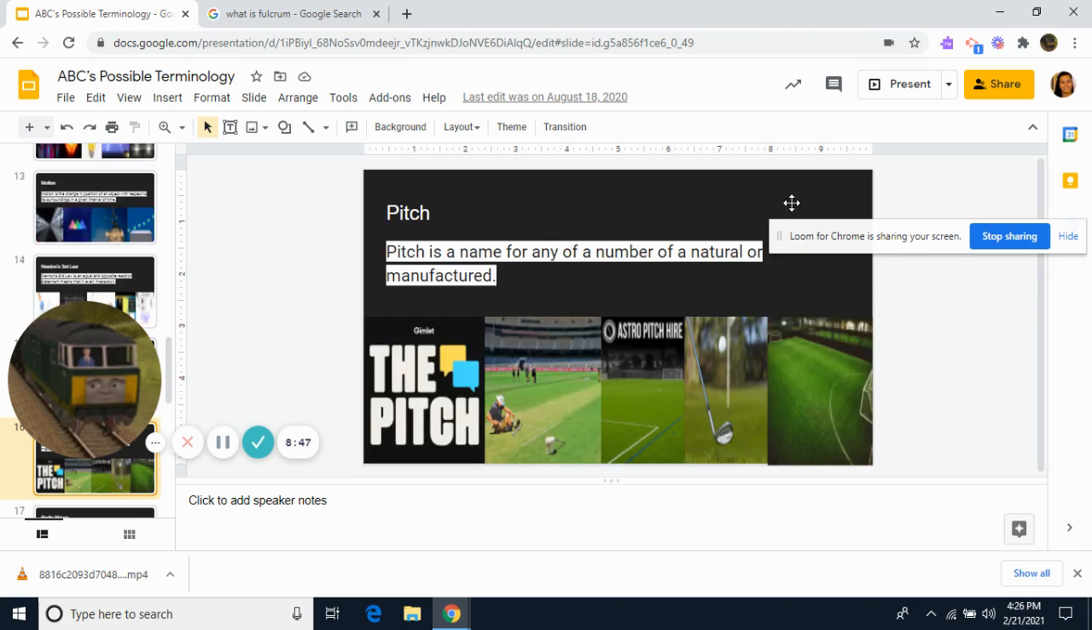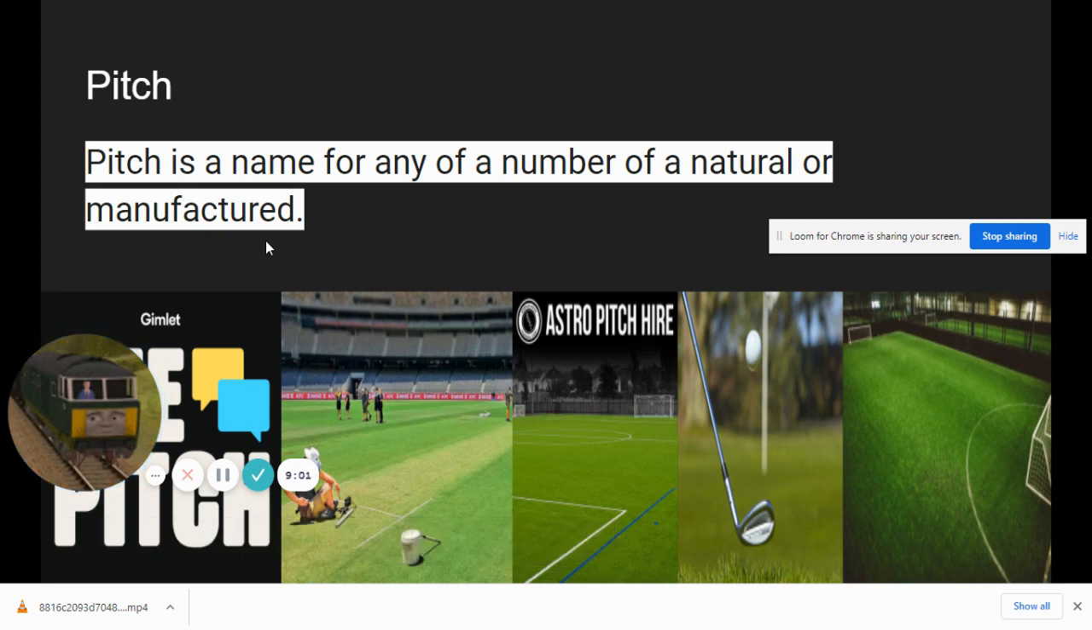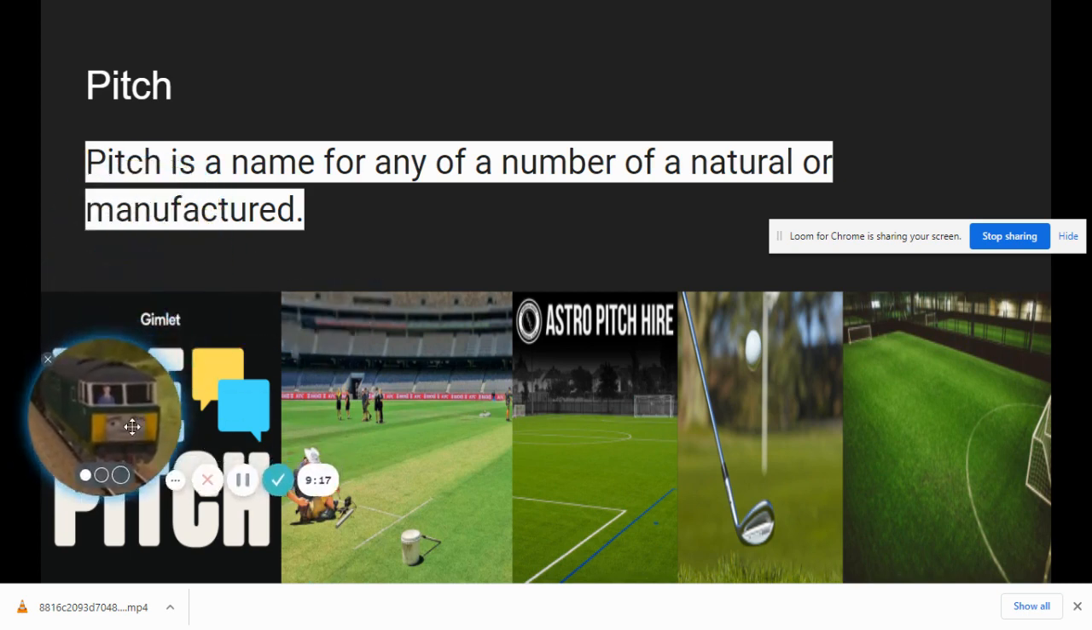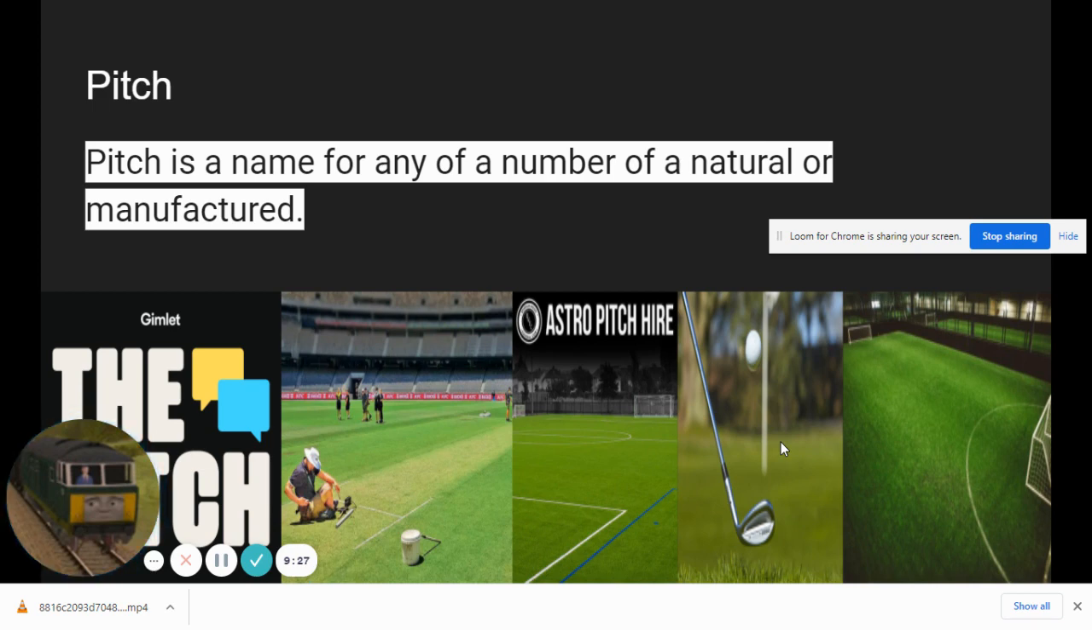Well, not the pitch, what it sounds like. I'm talking about the pitch in science. All right, so pitch. I'm not talking about the pitch that's a sound, but the pitch that is on a game, like any sport game. Pitch is a name for any of a number of natural or manufactured surfaces. Like the pitch where somebody is playing golf, or baseball or tennis or something like that.